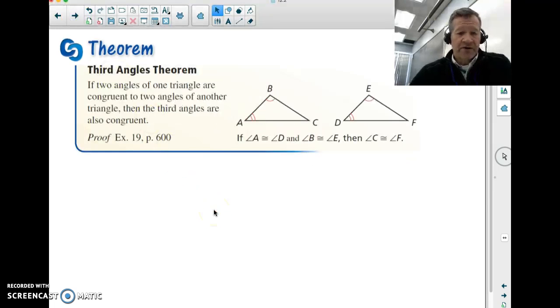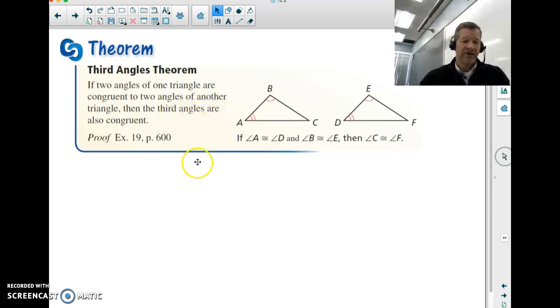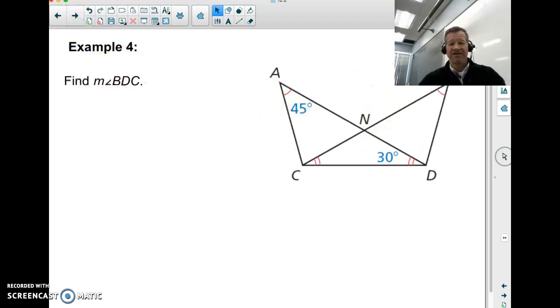The other theorem we're going to learn about is that if two angles of a triangle are congruent to two angles of another, then automatically the third angles are congruent. That's called the third angles theorem. So if A and B here are the same measure as D and E, well automatically then C has to be the same as F, because these all have to add up to 180, and so do these. So if two are the same, the third one is also. Let's apply that in example 4 here.